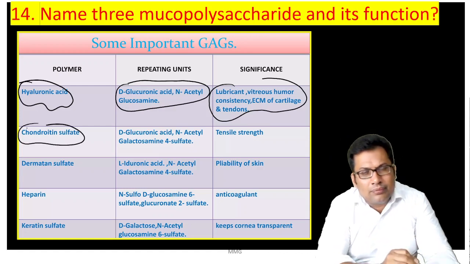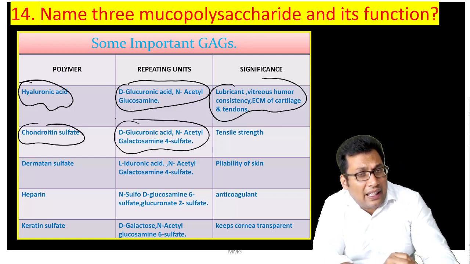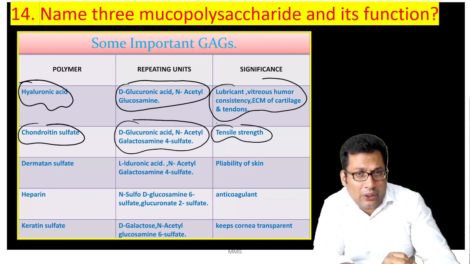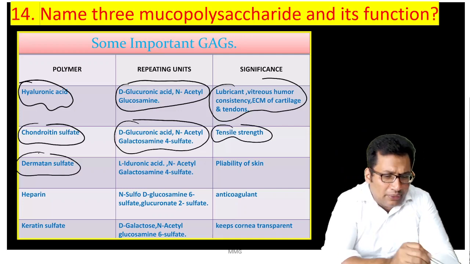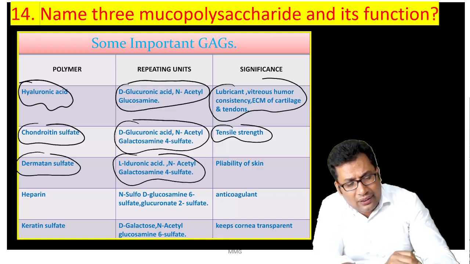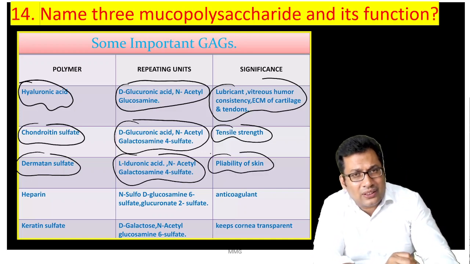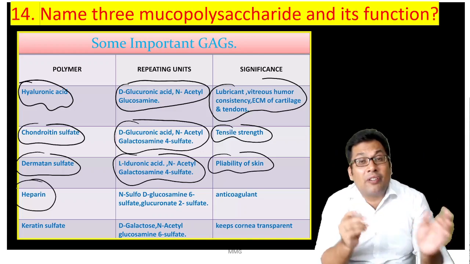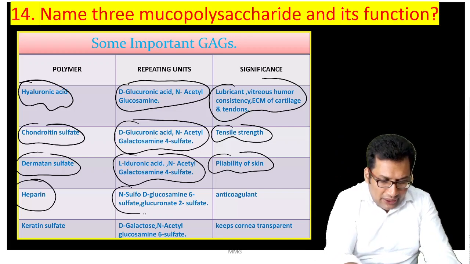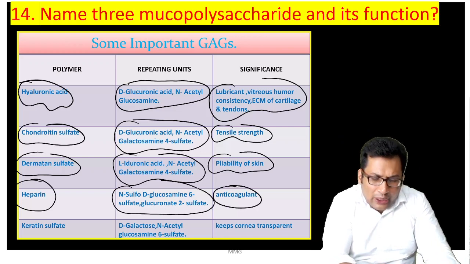Chondroitin sulfate again consists of D-glucuronic acid and N-acetyl galactosamine 4 sulfate. It is very important in giving tensile strength to the tendon. Dermatan sulfate is made up of L-iduronic acid and N-acetyl galactosamine 4 sulfate. It is for pliability of the skin. Then heparin. What is the function of heparin? Heparin is a well-known anticoagulant, made up of N-sulfoglucosamine 6-sulfate and glucuronate 2-sulfate.